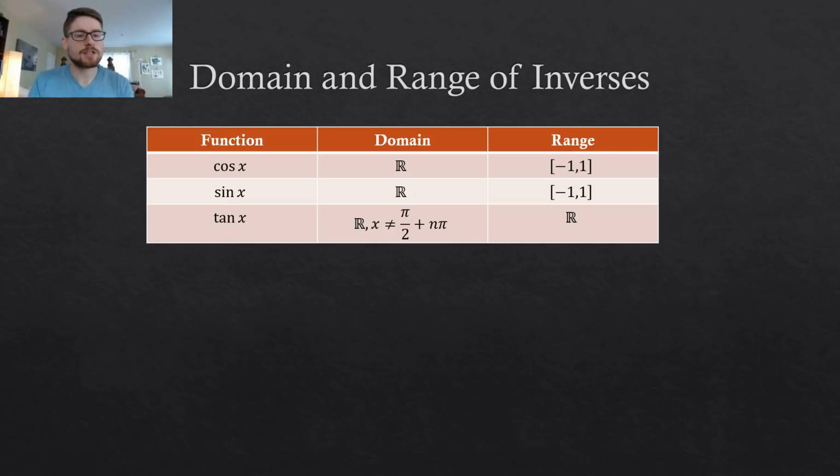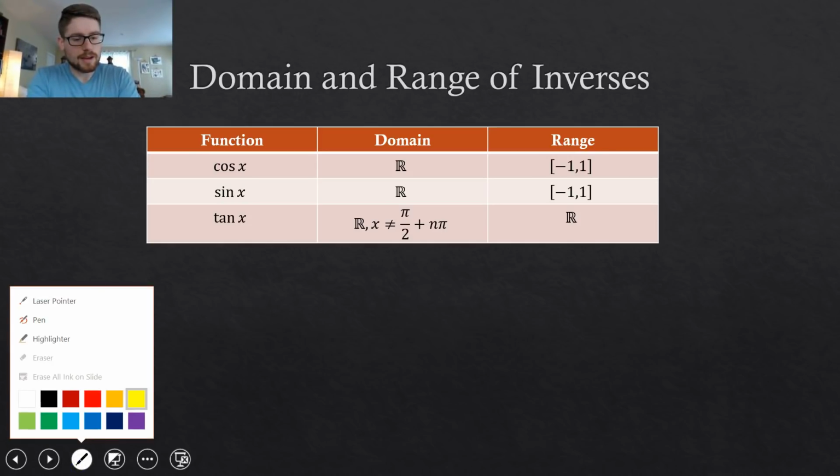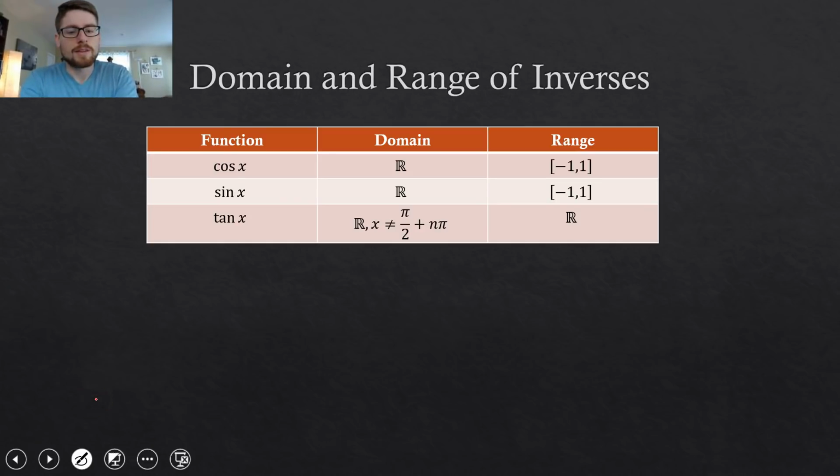So cosine of x's domain is all real numbers. You can plug any angle in, and the range is -1 to 1. Now, what we found was that the domain that was one-to-one was actually, I'm going to put another column over here, one-to-one domain, from 0 to pi. So that was the domain we took for cosine so that it passed that horizontal line test.